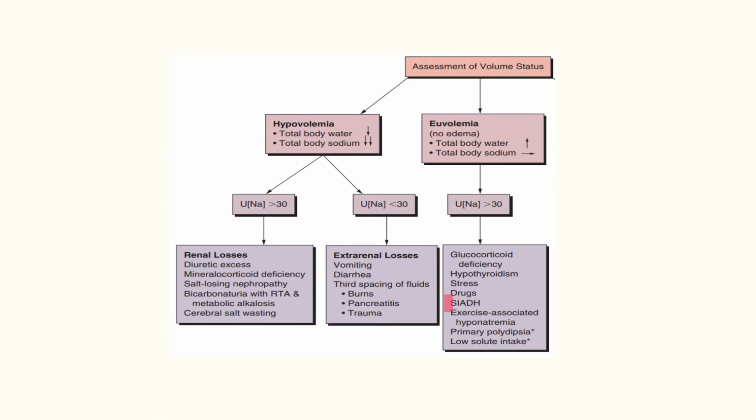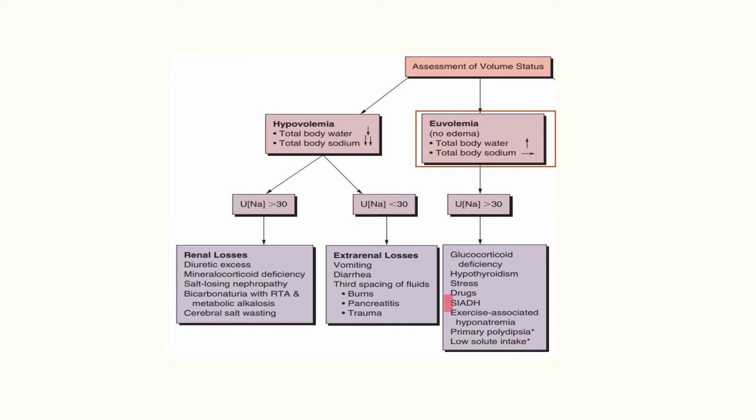So this is an approach to your patient with euvolemia, and urine sodium is more than 30 in most of these patients, as you can see here, and this is associated with excessive ADH secretion in all these conditions except primary polydipsia and low solute intake. In both these conditions, the urine osmolarity is less than 100, and it is very important to know this because this is where your urine osmolarity comes into play. These are the two conditions.